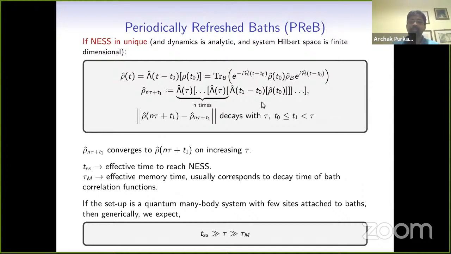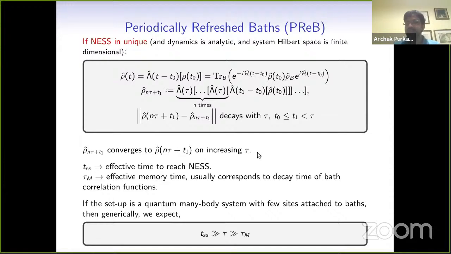Now, what this notation essentially means physically is that we are detaching the baths and refreshing them to their original initial thermal states at this point. Okay, and then we are again evolving the full system plus baths, doing this open system evolution for a time tau. Then at time tau, we again decouple the baths and refresh them to their original initial states, and we keep doing it n times. Okay, so the statement is that the difference between these two density matrices decays with tau. So in other words, this density matrix converges to this density matrix on increasing tau.